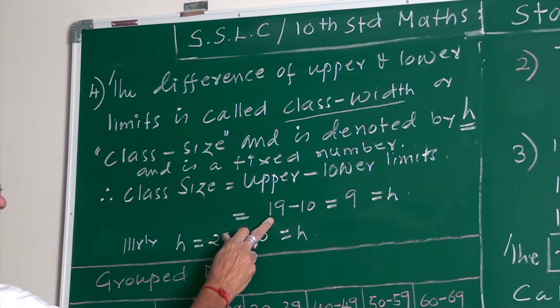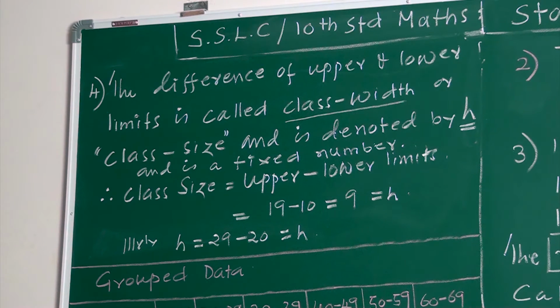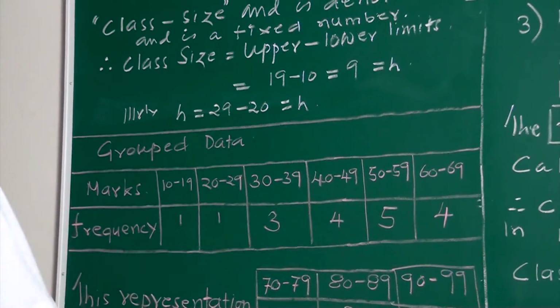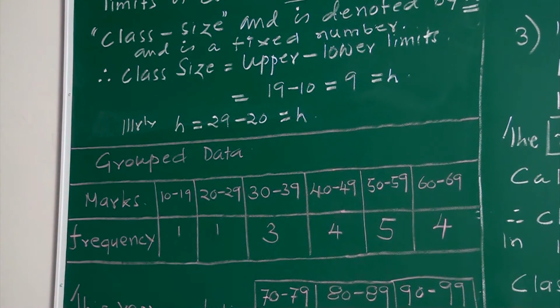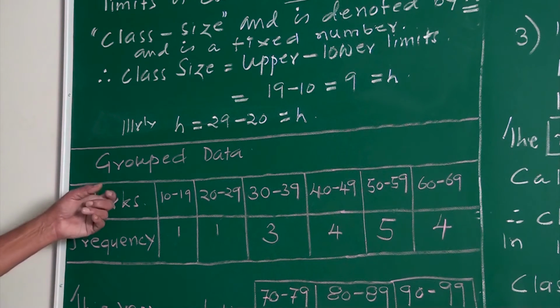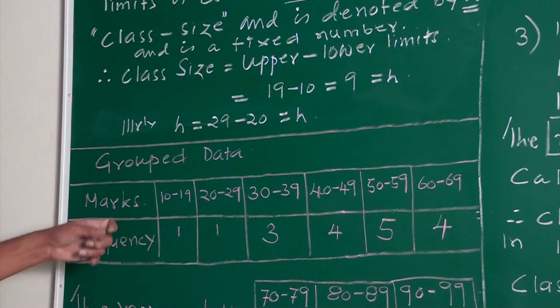Therefore, class size is upper minus lower limits. In this first interval, what is it? 19 minus 10, 9. 29 minus 20, 9. 39 minus 30, 9. 49 minus 40 is 9. Therefore, the class size is a fixed number. Yes, my friends.